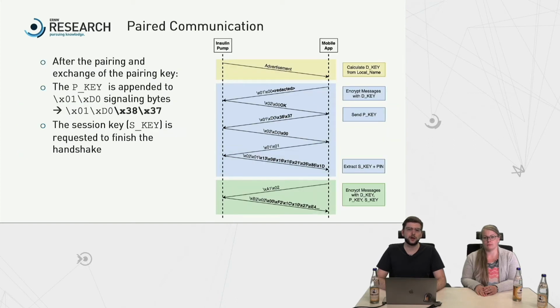The next time the pump and the app are communicating, no user interaction is needed, as the app only needs to send the pairing key to show that both entities are already paired. After requesting a new session key, high-privileged requests can be sent. Here we see the three keys again. The device key is used to encode all messages. The pairing key and the session key are used to authenticate the session.